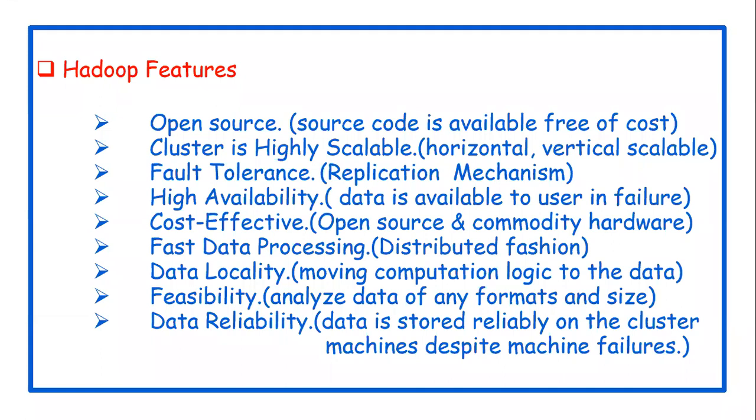Next one is data reliability. Reliability means data is stored reliably in the cluster and machines, even though failures will happen. Even when failures happen, there is no need for human help. It can solve any issue or problem by itself. That is called data reliability.